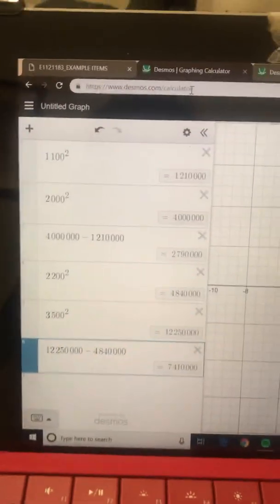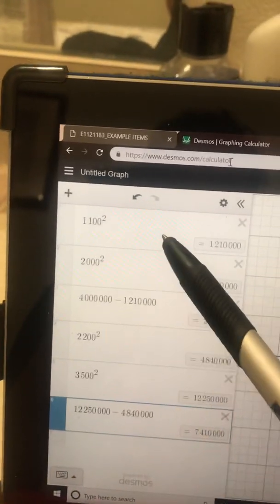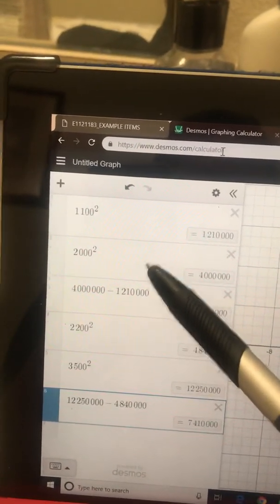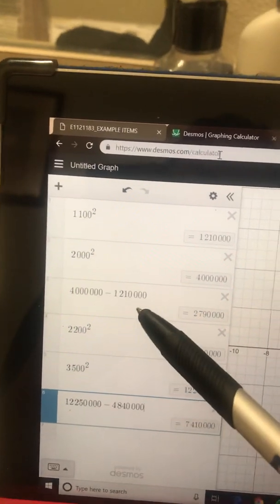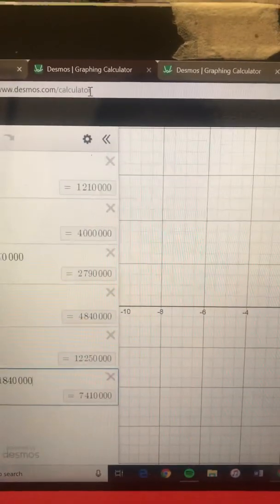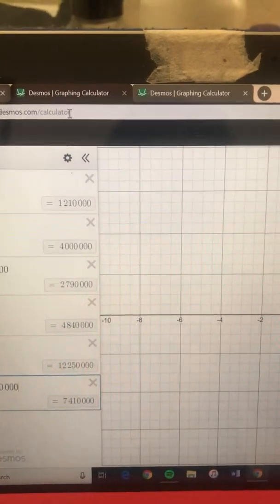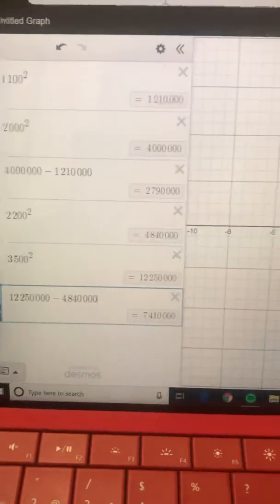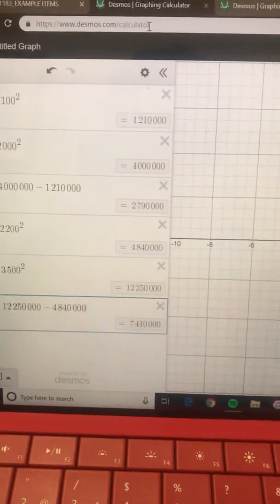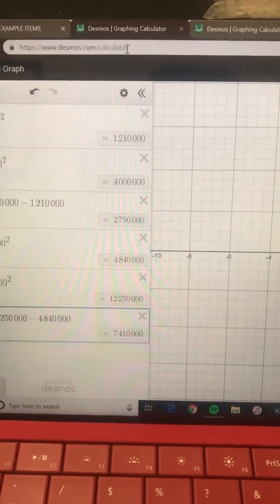So when you square it and subtract it, you get 2,790,000. And for the other one, you get 7,410,000.